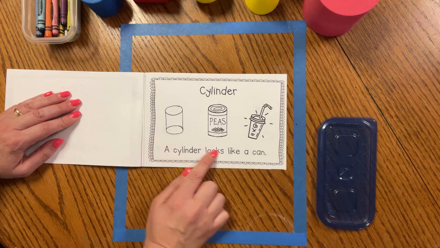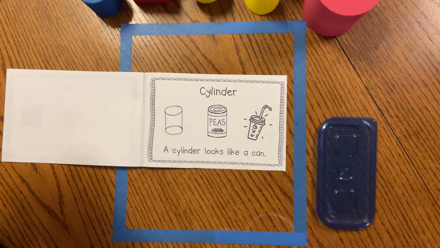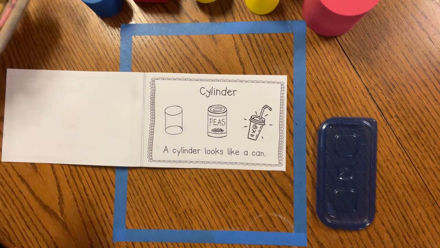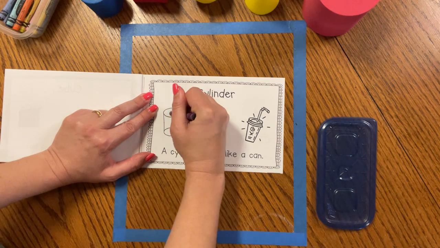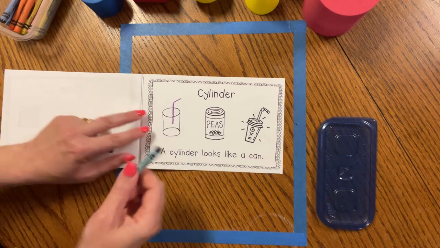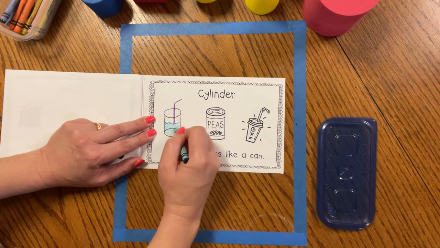So a cylinder looks like a can. Oh my goodness, maybe a can of peas. That's true. Even maybe the glass you drink water out of. Let's put a little straw in there. We can even color a little bit of water. We can turn this sphere into a glass of water.